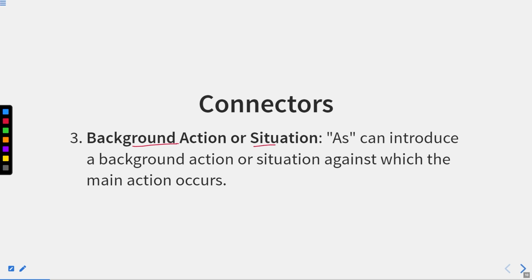Now, background action or situation. As can introduce a background action or situation against which the main action occurs. Now, you can say that the background action or situation against which the main action occurs means whatever main action is occurring, and we are creating a background for that, there we can use as.